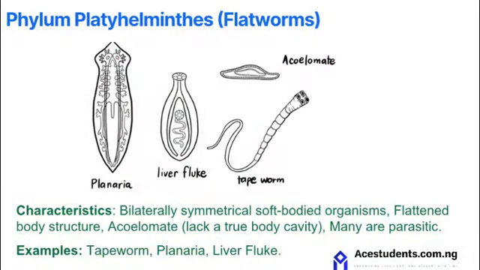Flatworms, classified under phylum Platyhelminthes, are bilaterally symmetrical soft-bodied animals. They have a flattened body structure and lack a true body cavity, making them acoelomates. Many species, such as tapeworms and liver flukes, are parasitic and have complex life cycles.